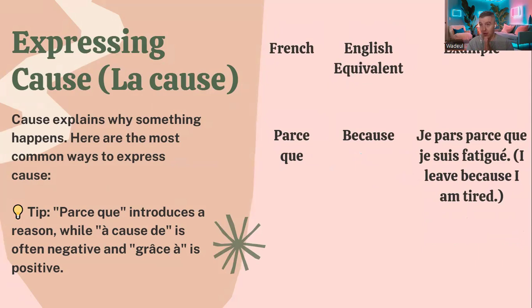All the time when we ask you a question with why, you have to use parce que. Very important. Parce que means because. You have another one, car, but it's more formal, for writing, but French people always say parce que. Je pars parce que je suis fatigué. I leave because I'm tired. This one is very, very, very important. So parce que introduces a reason, while à cause de, often negative, and grâce à, a positive, mean because of. But parce que is completely different, okay?